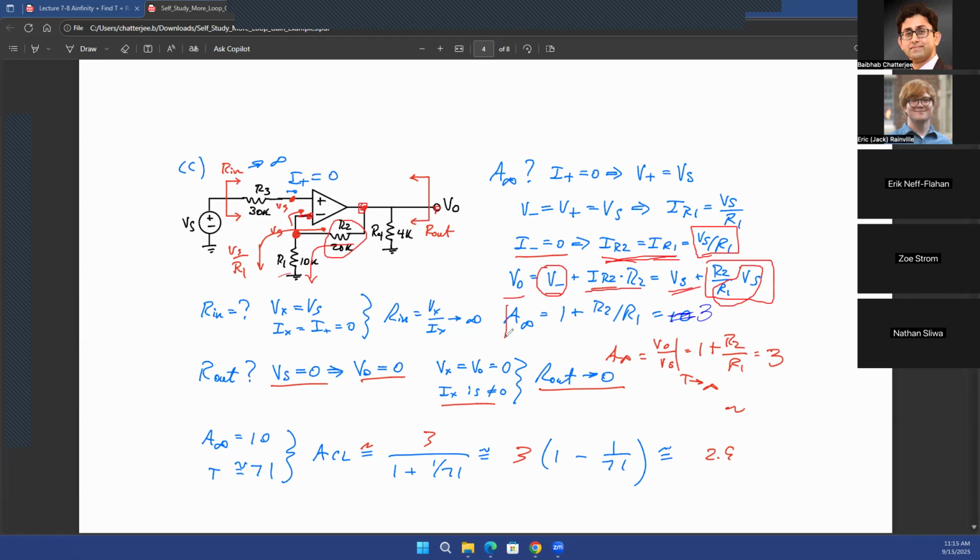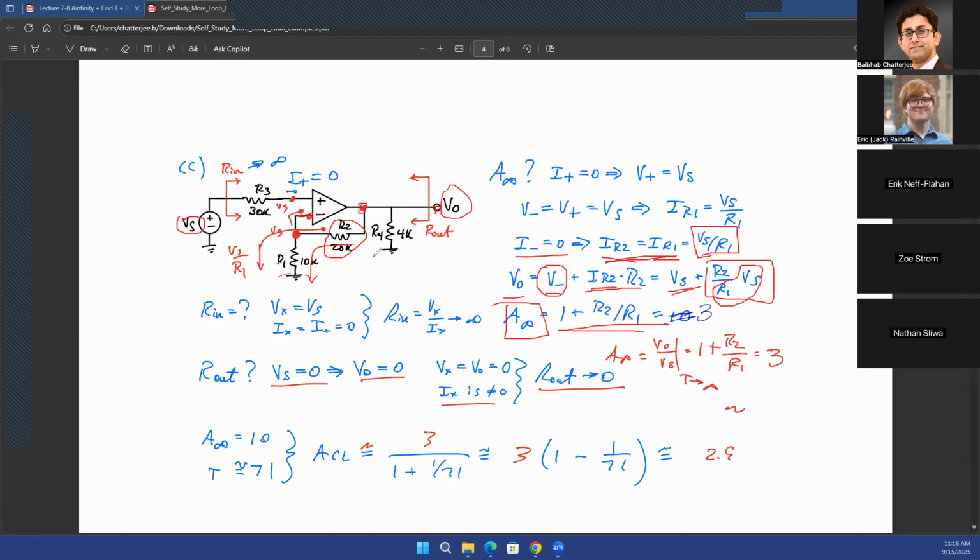So what is your A infinity? A infinity is VO divided by Vs. So final output voltage divided by the original input voltage, VO divided by Vs. And as you see, VO is Vs plus R2 over R1 times Vs. So your A infinity, which is VO over Vs, is 1 plus R2 over R1.